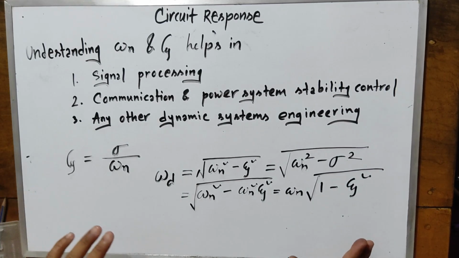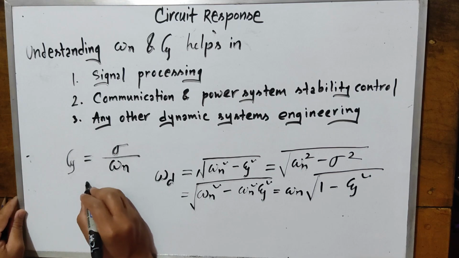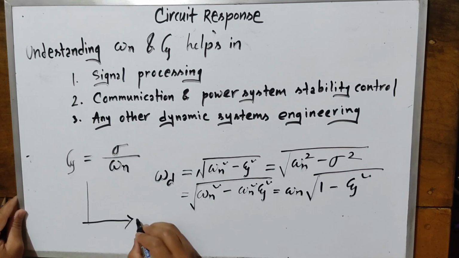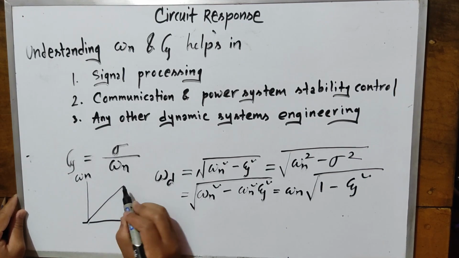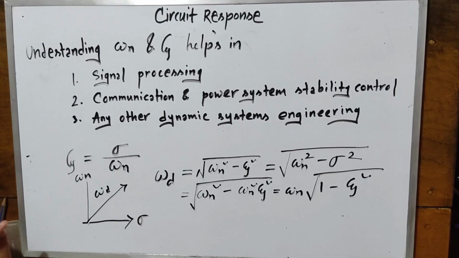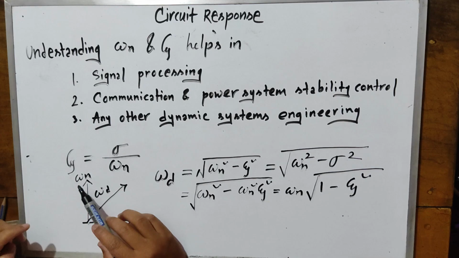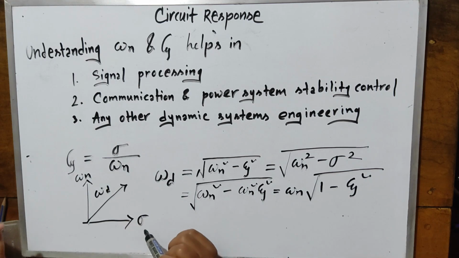Throughout this and my next system response and system analysis videos, I'm going to use this definition. So omega d is basically this. This is the Napier frequency, this is the natural frequency, and this is omega d. And the damping ratio or damping coefficient is the ratio of the Napier frequency and the undamped natural frequency.